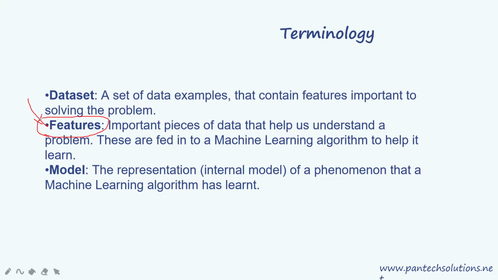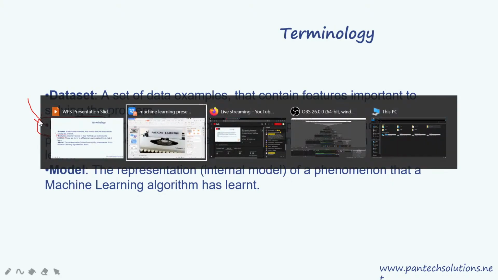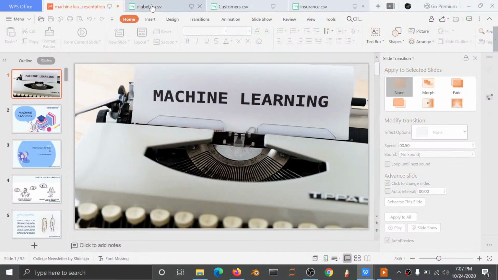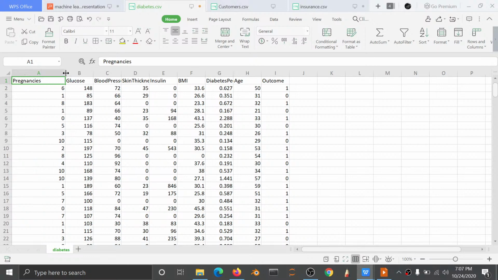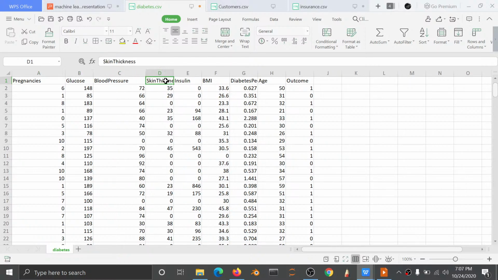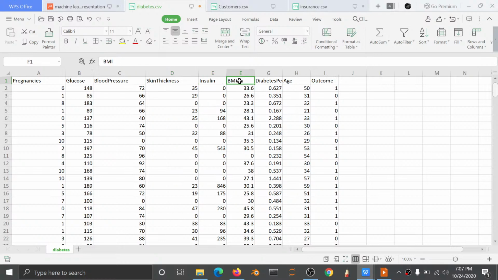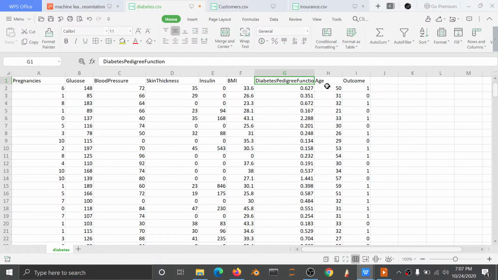Features means what? For example, I have a sample data set, here you can see, diabetes.csv. This is the data set of diabetes patient details. Here we have a data set with some features. These are called features: pregnancies, glucose level, blood pressure level, skin thickness level, insulin, BMI, diabetes pedigree function, age, and outcome.